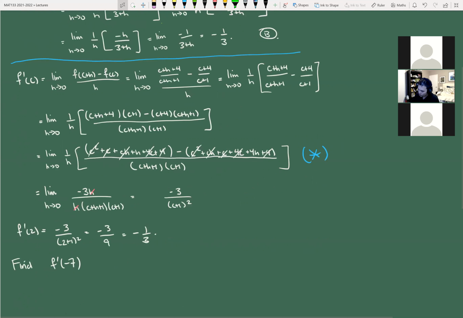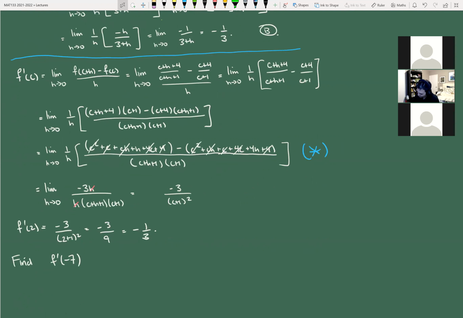The benefit of using the bottom thing is that my expression here, right? So I found f prime of c is -3 over c plus 1 squared. So the benefit of having done this is that now that I want to find f prime of -7, all I got to do is plug that into this formula.